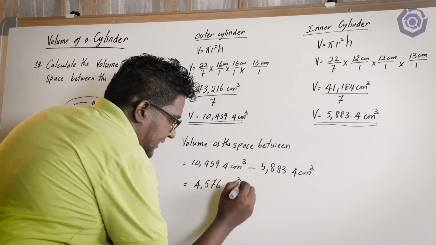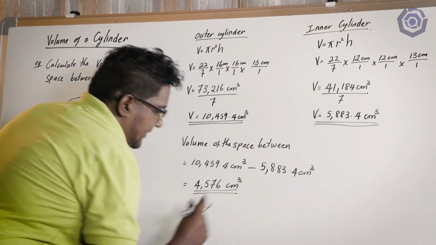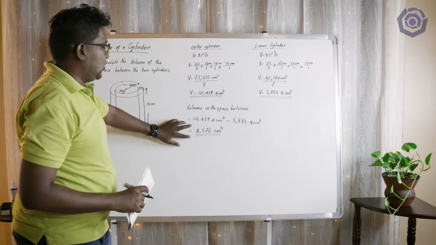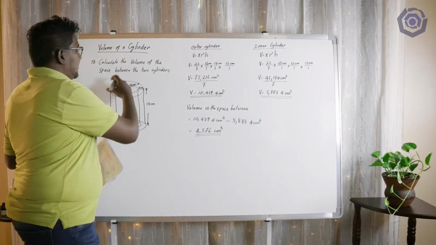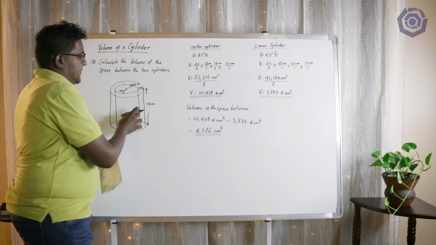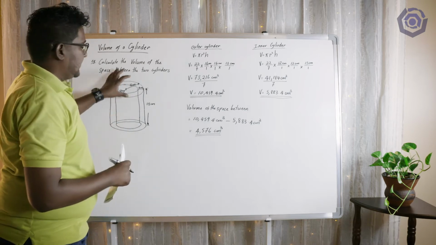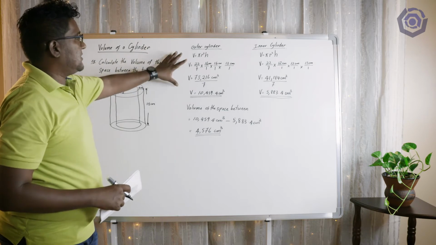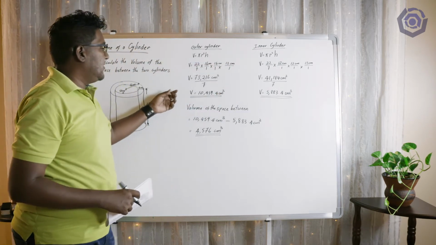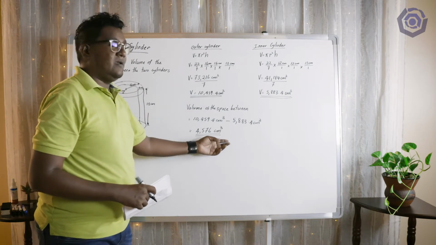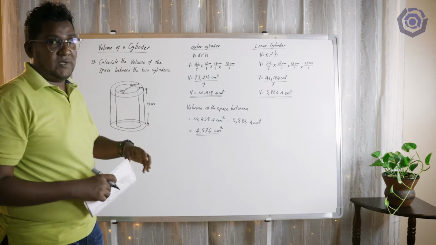4,576 cm cube. And this is the volume of the stuff that we would need to pour into our molding to make this shape. So remember, it's the outer cylinder, then the inner cylinder, and you subtract the inner one from the outer one, and you get the volume of the space between.